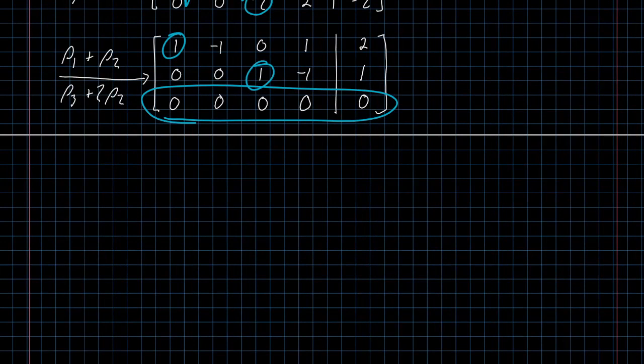Now that we have that, we can go back, we can rewrite this as a system of equations. So we've got x1 minus 1 times x2, 0 times x3, 1 times x4, equals 2. We've got 0x1, 0x2, 1x3, minus 1 times x4 equals 1, and that's it. Those are the two equations in our system simplified.